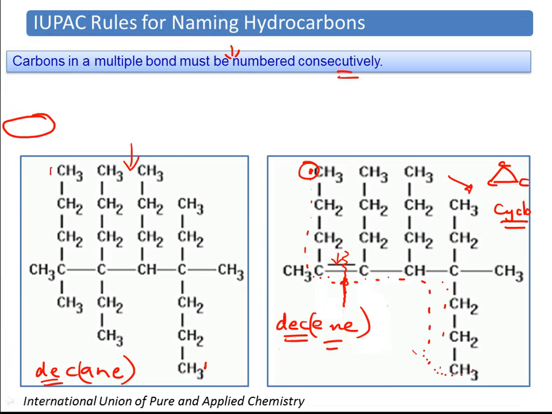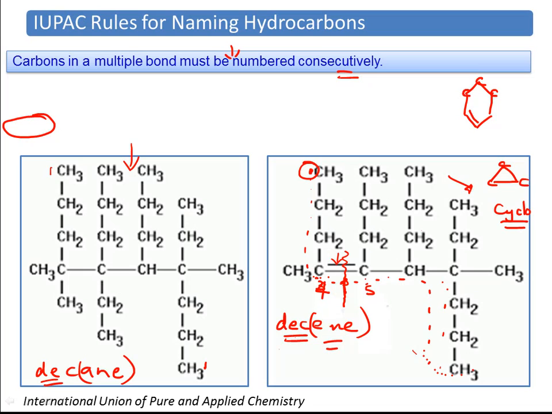The next rule is carbon in a multiple bond must be numbered consecutively. So this carbon and that carbon, we number, this must be 4, not 3, this must be 4, this must be 5. This doesn't have so much of a bearing when you're looking at a straight chain, because you have to number them consecutively. It only presents an issue if the double bond is on a cyclic alkane, like this one here.